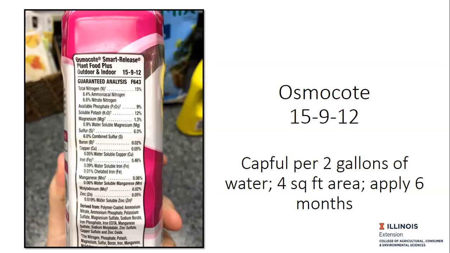Osmocote is also known for having a lot of other nutrients available for the plants. So these are micronutrients. These are also some of your secondary nutrients too.